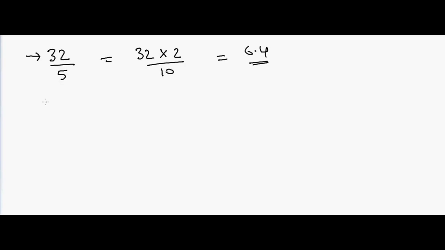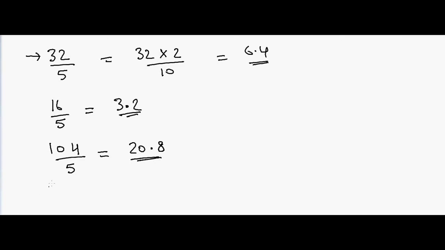So another example is suppose if I have 16, I want to divide by 5. So the answer is 2 times 16 is 32, and then put a decimal here. So that's your answer. Again, if I have 104, I want to divide by 5. So what would be the answer? 2 times 104 is 208, then a decimal here.